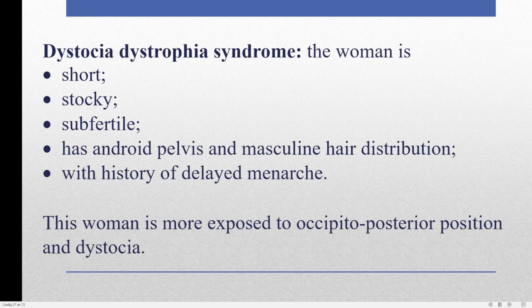Dystocia dystrophia syndrome: the woman is short, stocky, subfertile, has android pelvis and masculine hair distribution with a history of delayed menarche. This woman is more exposed to occipital posterior position and dystocia.